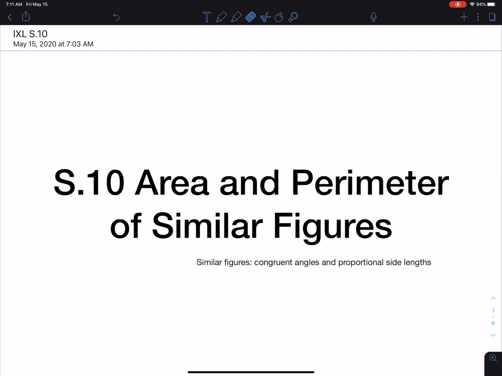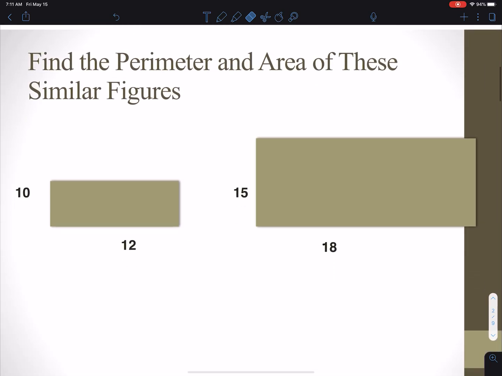So we're going to talk about S10, which is relating area and perimeter of similar figures. As a reminder, similar figures are shapes that have congruent angles and proportional sides. Proportional means you can take two fractions and set them equal to each other. So there's a relationship, so let's go ahead and explore first, okay?